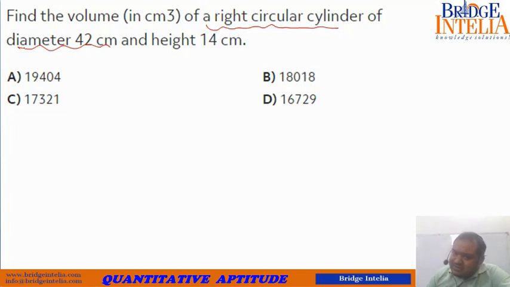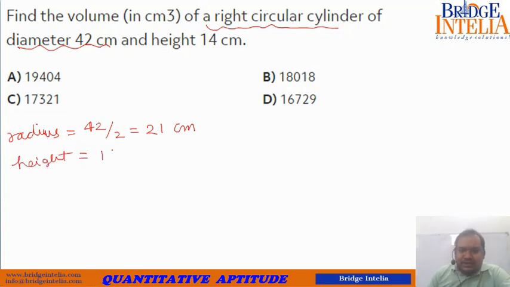Radius is not given, diameter is given. So radius is half the diameter. Radius is equal to 42 by 2, which is 21 centimeter, and height is equal to 14 centimeter. So these two figures are known to us. Now let's use the formula. We have to find the volume, and the volume of a cylinder is given by pi r square h.